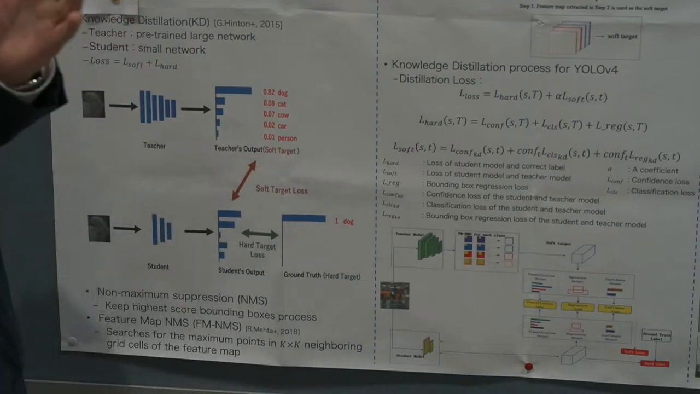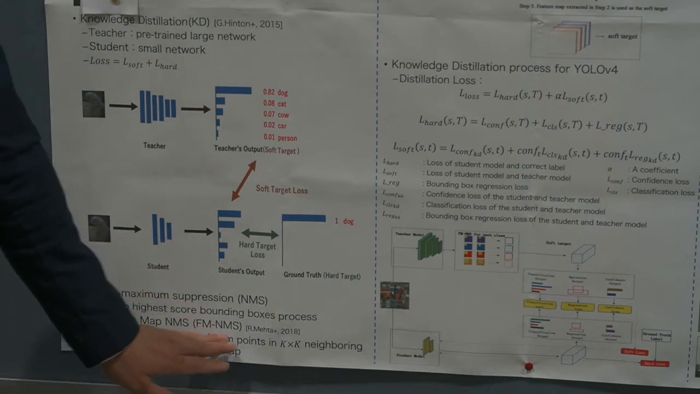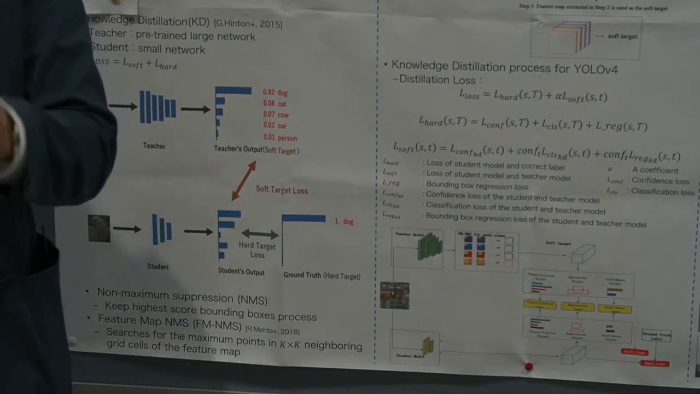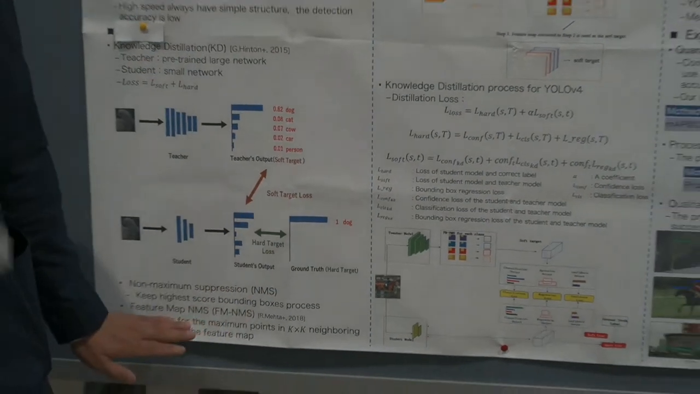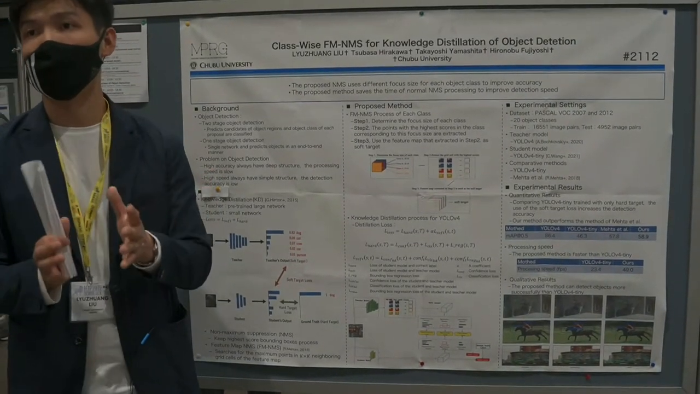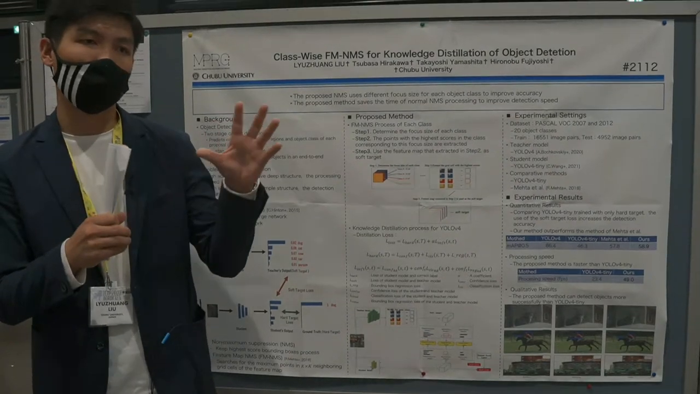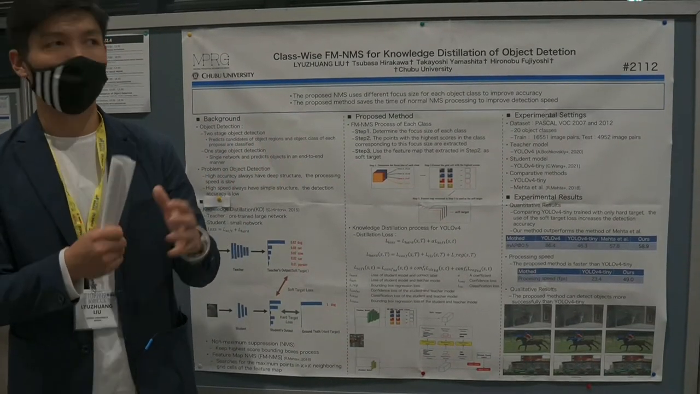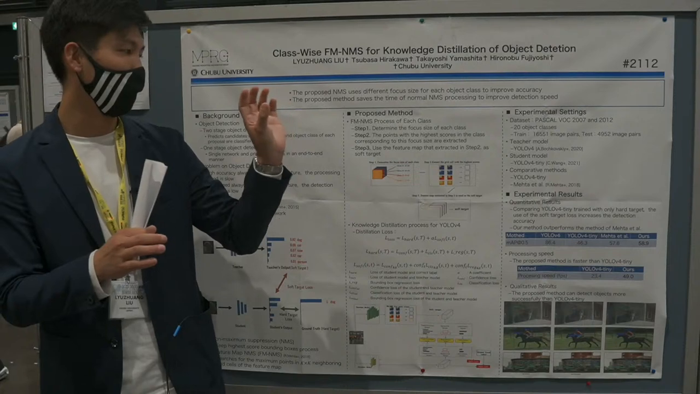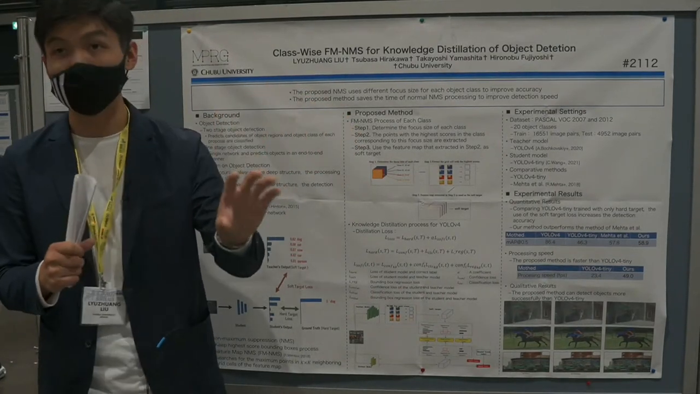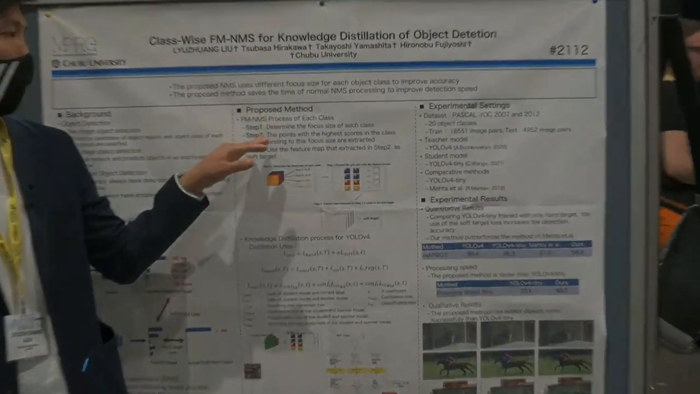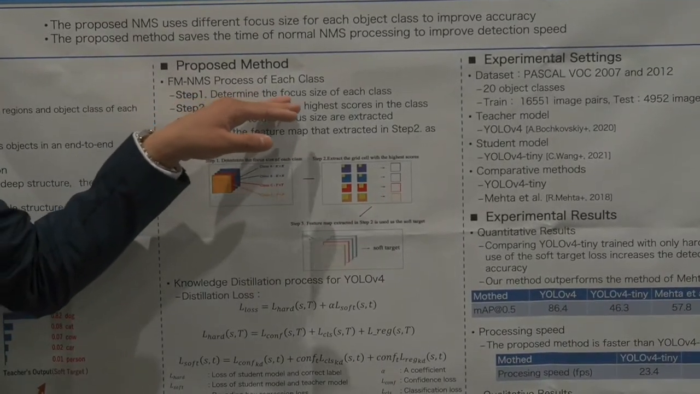So to resolve this problem, Meta used NMS to remove the repeated bounding box information. But Meta used the same focus size for each class. We think you have to change the focus size for each class. For example, for class A we use focus size A, and for class B we use focus size B. And the process of the class-wise NMS is: step one, determine the focus size of each class.